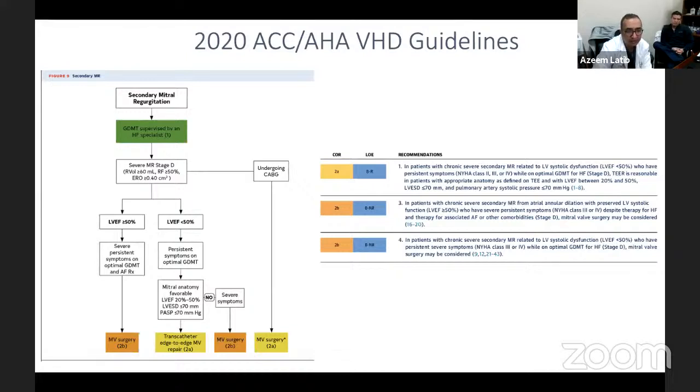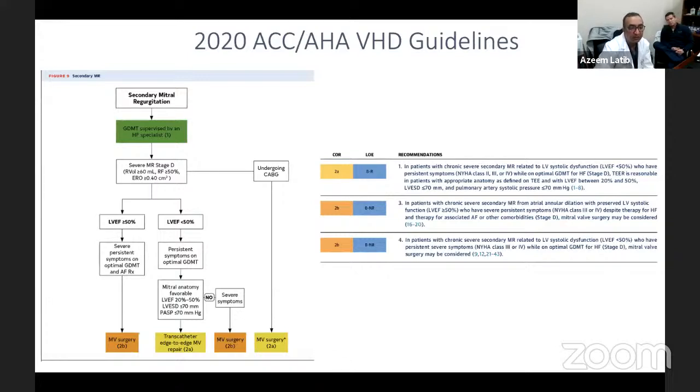If their MR is still severe, and they've got a regurgitant volume, defined as regurgitant volume more than 60, regurgitant fraction more than 50, or an ERO greater than 0.4, you then divide them into whether their ejection fraction is greater than 50 or less than 50. So greater than 50, and they have severe persistent symptoms on optimal GDMT and AF treatment, they say mitral valve surgery has a class 2B indication, okay?